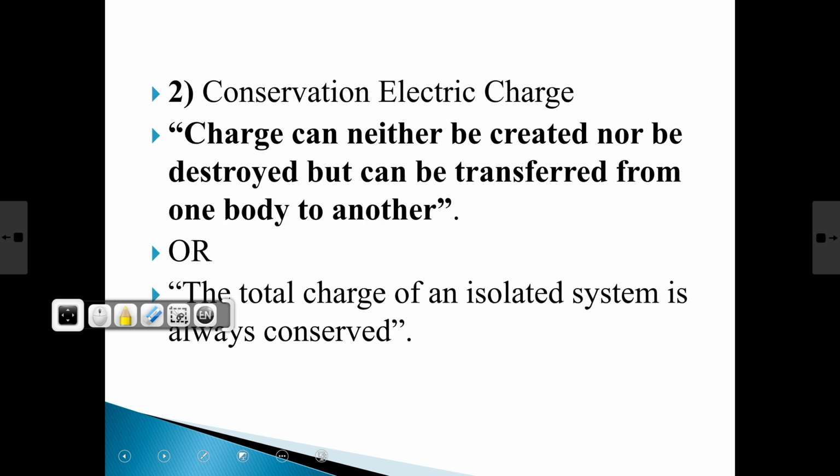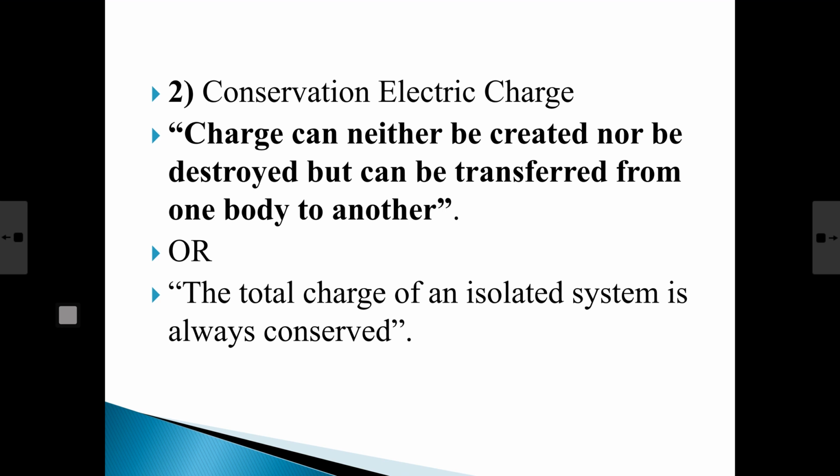The second property is conservation of electric charge. Conservation of electric charge says that charge can neither be created nor be destroyed, but can be transferred from one body to another. So, no charge is produced all of a sudden and no charge is destroyed, but one can be transferred from one body to another.